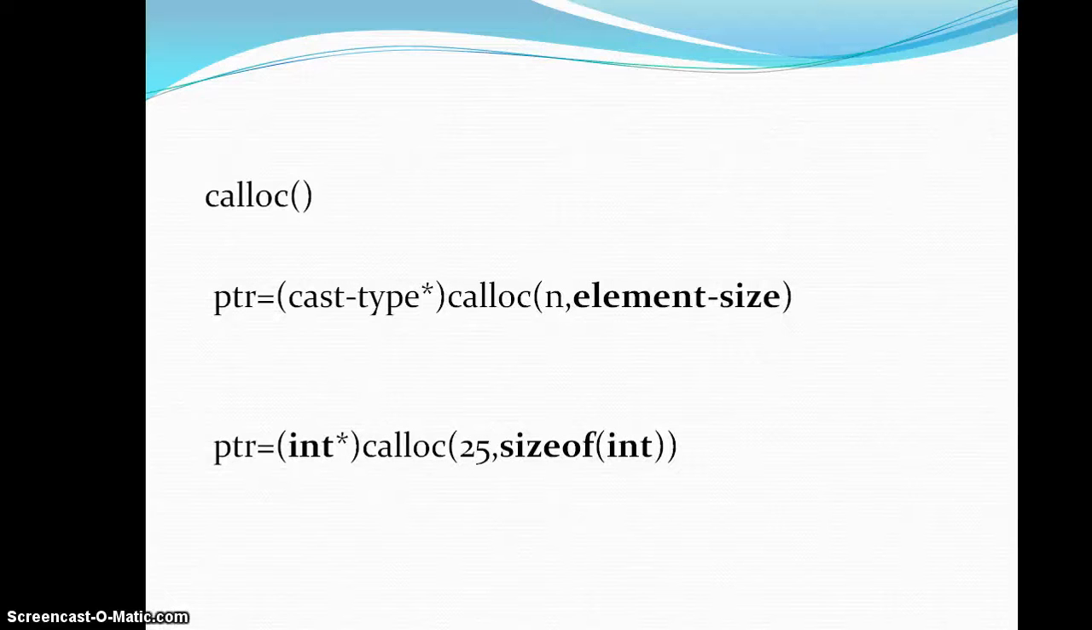And calloc. calloc stands for contiguous allocation. The only difference between malloc and calloc is that malloc allocates a single block of memory, whereas calloc allocates multiple blocks of memory. It is used for arrays. ptr = (cast type *) calloc(n, element size). This is the syntax. For example, ptr = (int *) calloc(25, sizeof(int)), where 25 is the array size. So it will allocate 25 int-sized blocks to the pointer ptr.